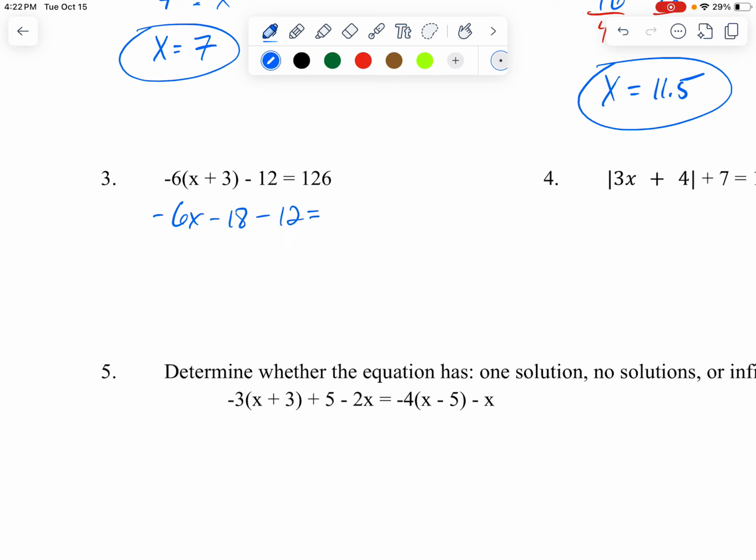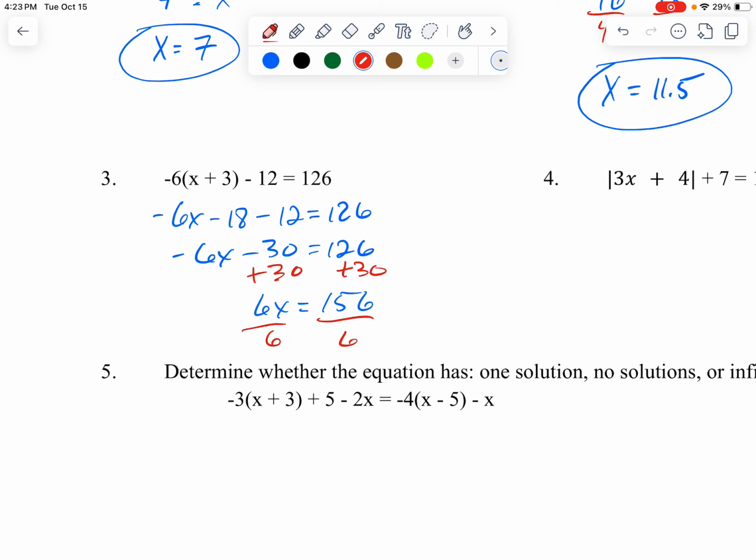And then I've got minus 12 equals 126. I can combine a couple terms here, because these are just numbers. So negative 18 minus 12 is going to give me negative 30. Negative 6x minus 30 equals 126. And then we're just back to a two-step equation. Add 30 to both sides. You get negative 6x equals 156. And then divide by negative 6. And 156 divided by negative 6, you should get x equals negative 26.